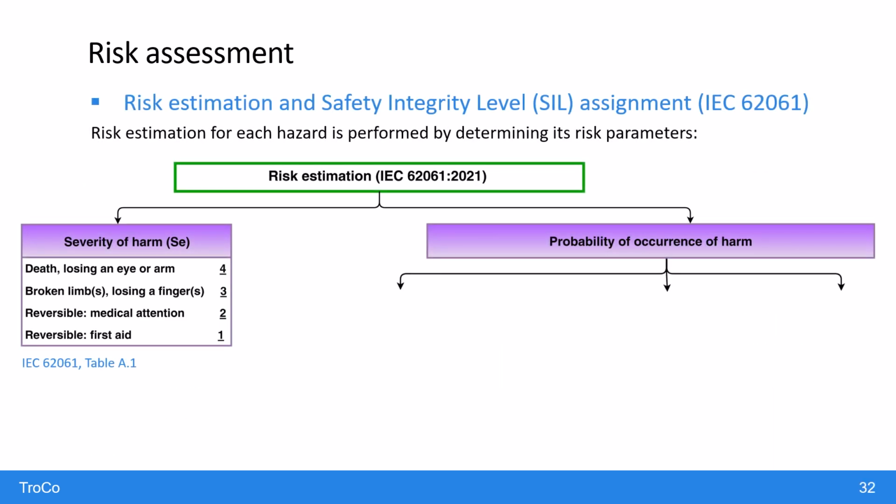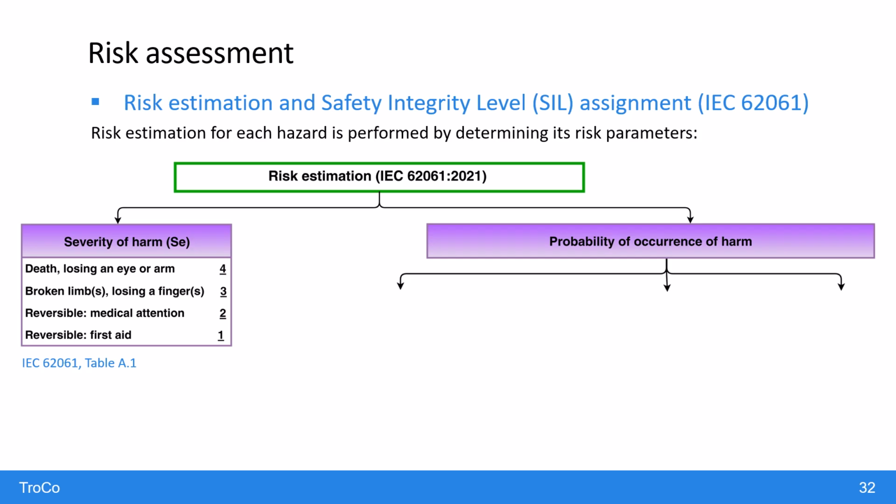Let's continue with risk estimation by introducing safety integrity level, or SIL assignment, like ISO 12100. IEC 62061 defines risk parameters: the severity of harm and the probability of its occurrence. Severity of harm is rated from 1 to 4. 4. Fatal or very severe, irreversible injury, cannot return to the same work.